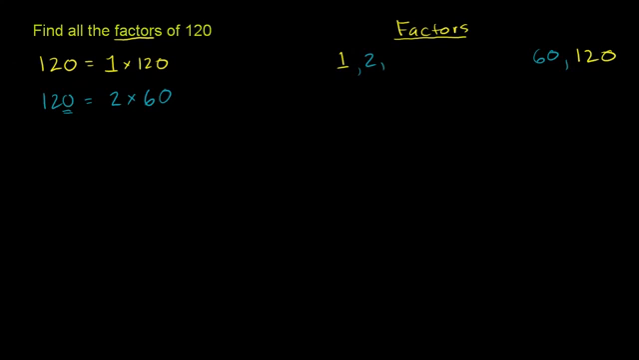Now let's think about whether 120 equals 3 times something. Well, we could just try to divide it from the get-go, but hopefully you already know the divisibility rule. To figure out if something is divisible by 3, you add up its digits. And if the sum is divisible by 3, we're in business. So 1 plus 2 plus 0: 1 plus 2 is 3, plus 0 is 3. And 3 is definitely divisible by 3. So 120 is going to be divisible by 3.